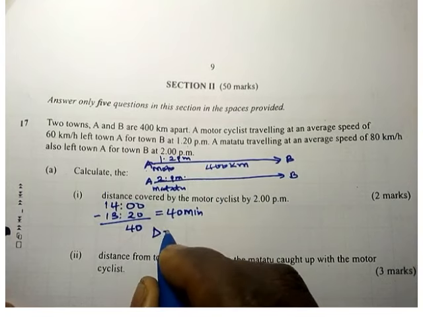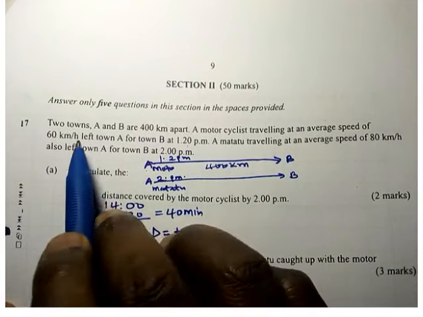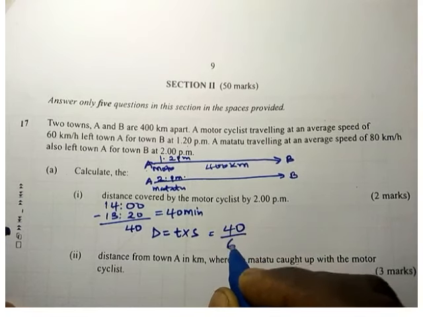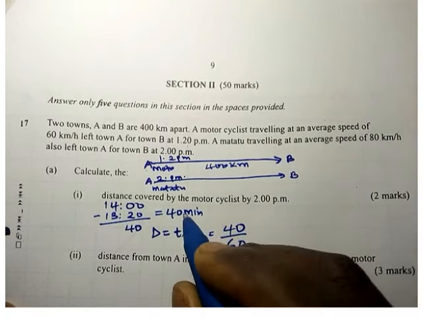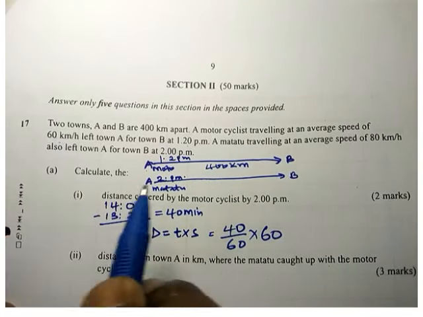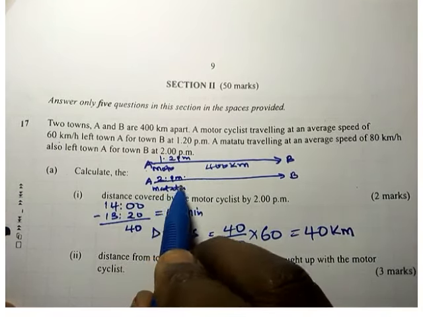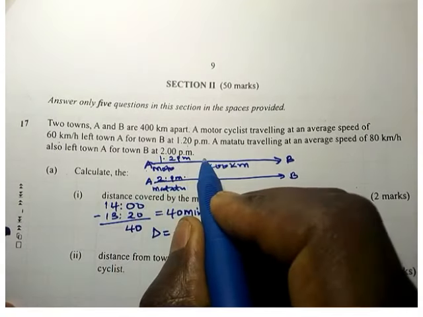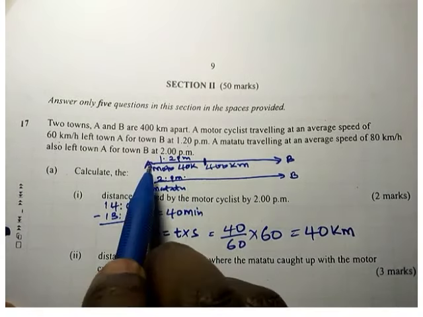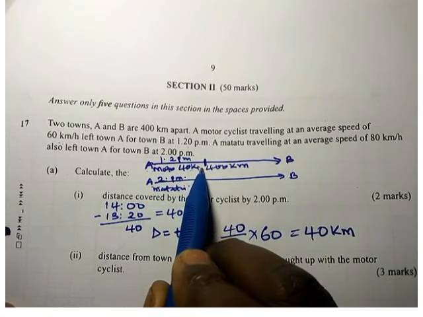So distance is equal to time times speed. The speed for the motorcyclist was 60. So the time is 40 divided by 60, because this time now is in hours, this was in minutes, times 60, which is the speed of the motorist. And this one will give us 40 kilometers. So before the matatu started at 2 p.m., the motorist had traveled 40 kilometers. Wakati hii matatu inaanza saa nane, motorist alikuwa amekava 40 kilometers.